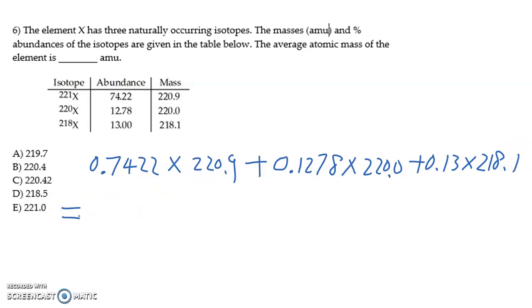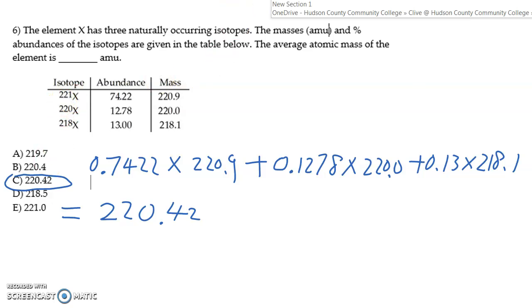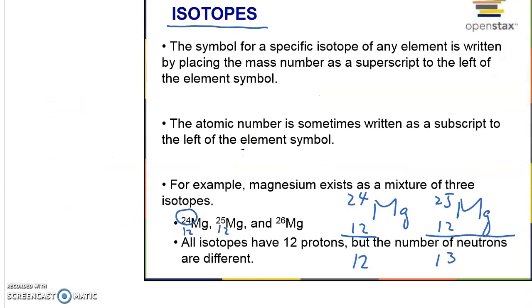I'm going to use my calculator and see if we can get the correct answer. It would be 0.7422 times 220.9 plus 0.1278 times 220.0 plus 0.13 times 218.1. From my calculator, what I get is 220.42. Okay, yes, at least we find an answer that is matching. We have just finished doing an example of isotope calculation.